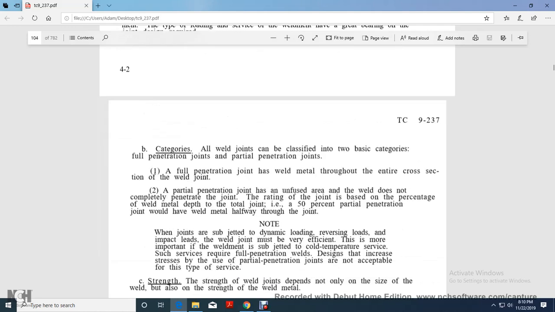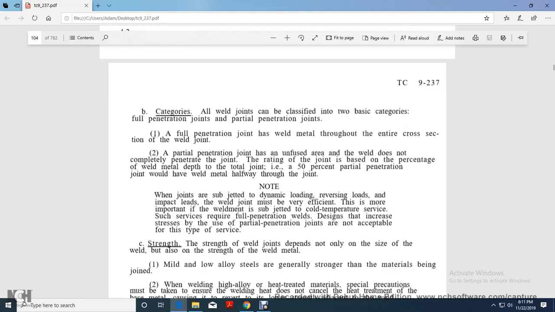Categories. Welds can be classified in two basic categories: full penetration or partial penetration joints. Full penetration joints have weld metal throughout the entire cross section of the weld joint. Partial penetration joints have unfused areas; the weld does not completely penetrate the joint. The rating of the joint is based on the percentage of weld metal depth to the total joint, i.e., 50 percent partial penetration means the weld metal goes halfway through the joint.